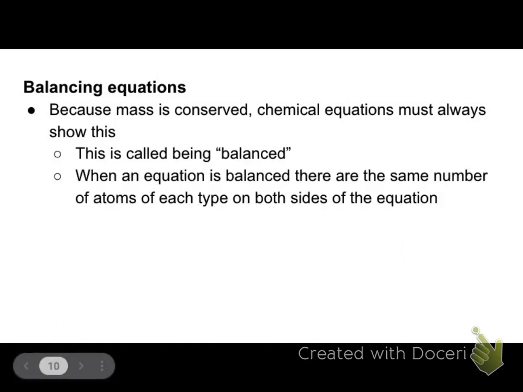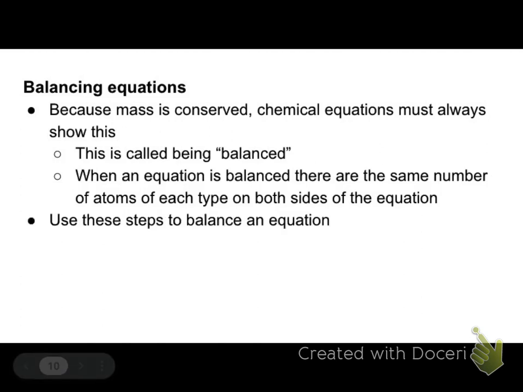What that means is that if the mass is the same, we have to have the same number of atoms, and they need to be of the same type. So you can't have more of one atom on one side of an equation than on the other, because that would mean an atom was either created or destroyed, which we know does not happen.